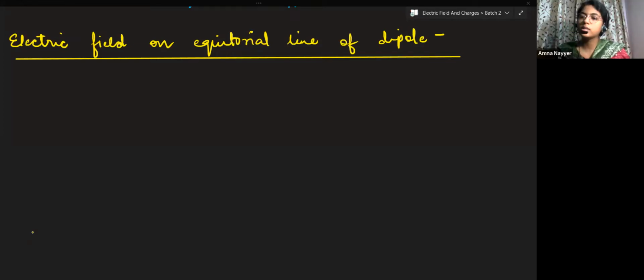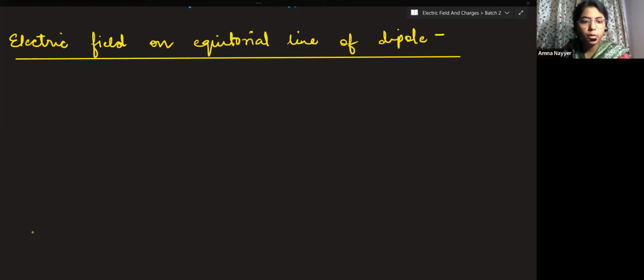Now see, that was the case of axial line, means whenever you have a point on the axis of the dipole, then you have to keep in mind all these formulas and the ideal dipole approximation as well wherever required. Now electric field on the equatorial line.